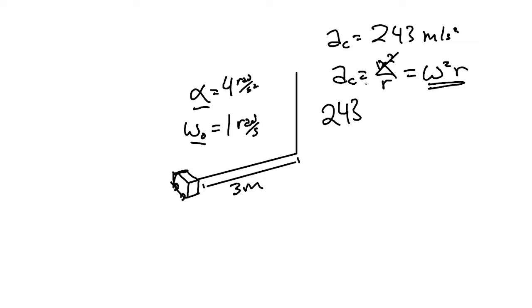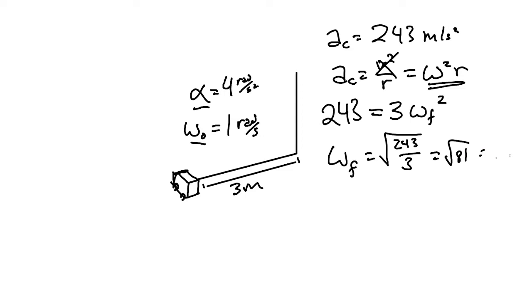So let's find the angular velocity at that point. We have 243 equals 3 times omega f squared, our final angular velocity squared. So our final omega is going to be the square root of 243 divided by 3, which is the square root of 81, giving a final omega of 9 radians per second.